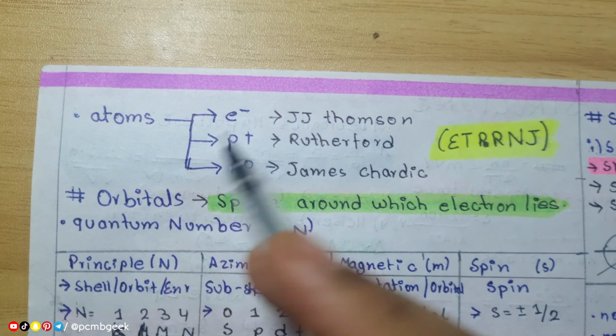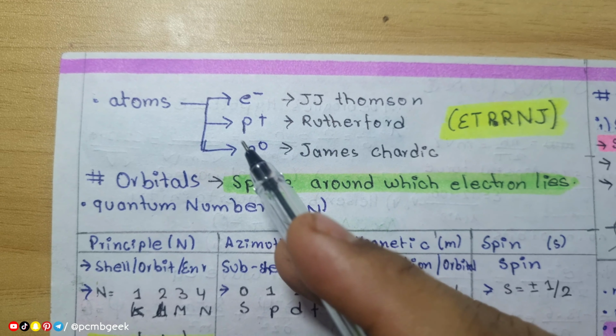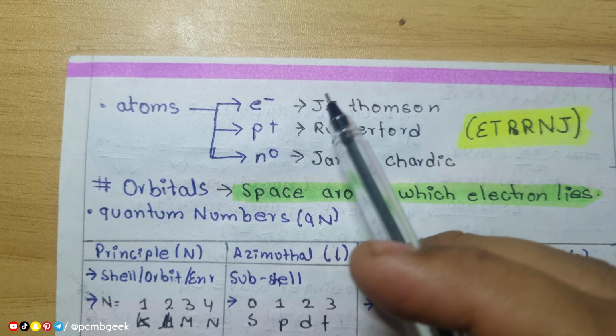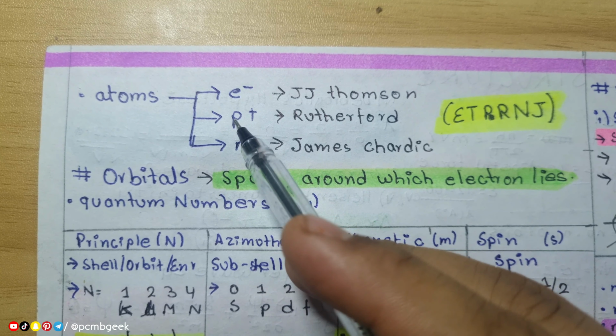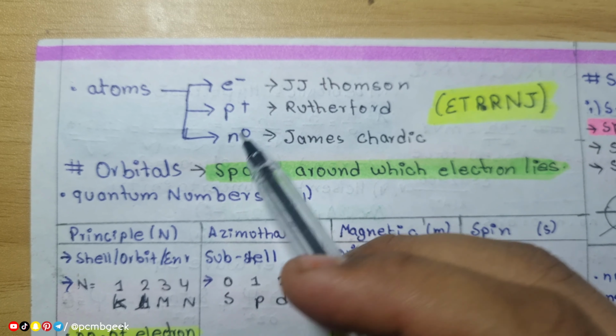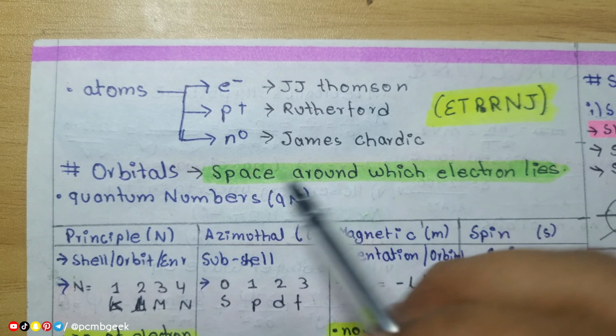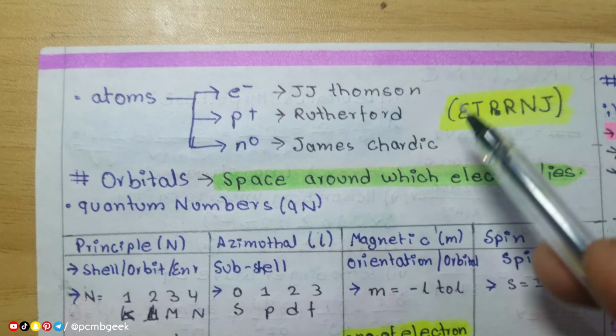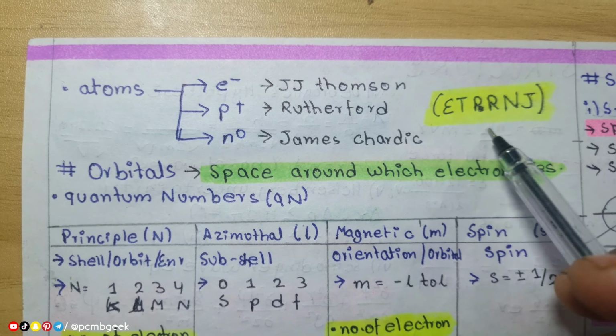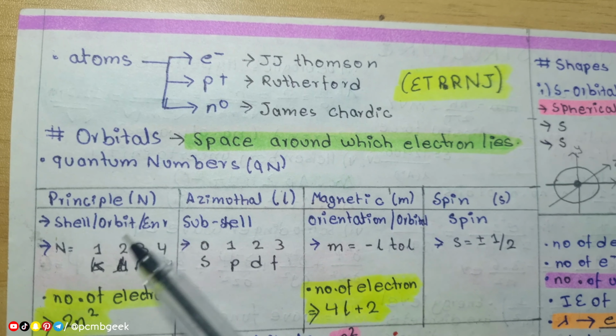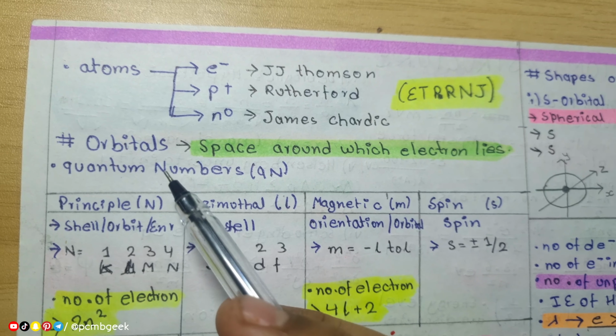Now, an atom consists of three particles, that is, electron, proton and neutron. Electron was discovered by J.J. Thomson. Proton was discovered by Rutherford. Neutron was discovered by James Chadwick. You can remember their names by this mnemonic, ETPRNJ. Bohr's model failed because it failed to explain different things.